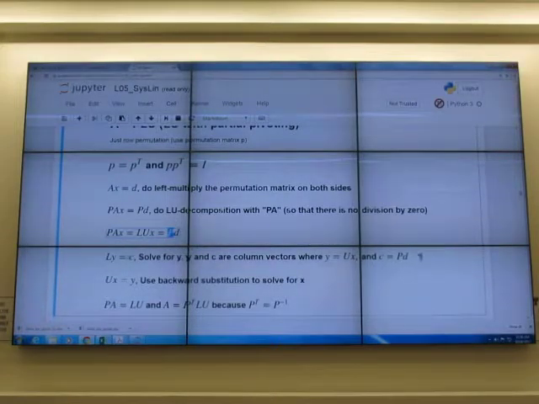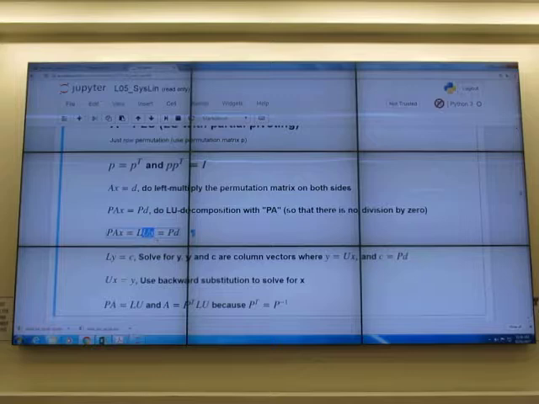So what is that? So we say, okay, solving for y, and c are column vectors. Y is UX, C is PD. So this whole thing is C. Okay. And we have LU, so LUX. UX is a new variable. So UX is Y. We have L multiplied by UX, which is Y, equal to P multiplied by D.